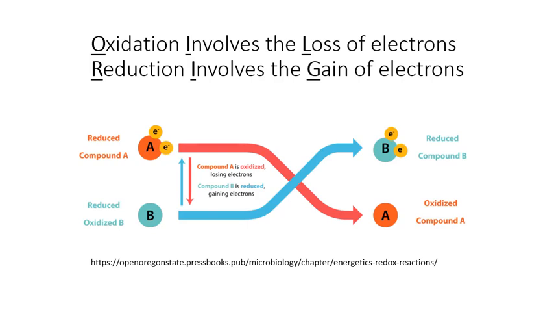This lecture is going to be about reduction-oxidation reactions, also known as redox reactions. To remember the various roles in redox reactions, you just have to remember the mnemonic OIL RIG. Oxidation involves the loss of electrons, and reduction involves the gain of electrons.